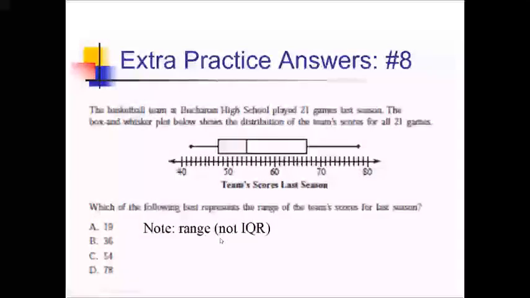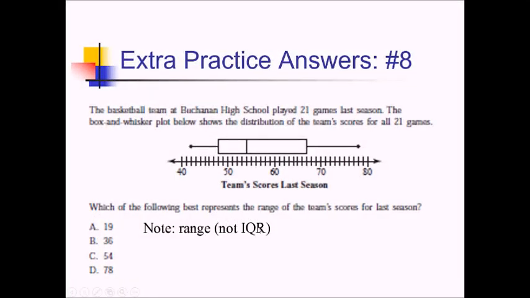So it's important to note here that range is not the same as interquartile range. This is the range for the whole data, not the middle 50%. The whole data's range is going to be the max minus the min, the highest minus the lowest value. So in this case, that's going to be 78 minus our min right here. It looks like it's going to be 42. And if we subtract those, that's going to be 36, which gives us choice B.